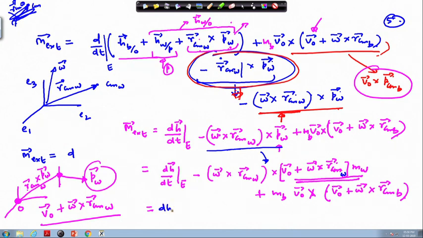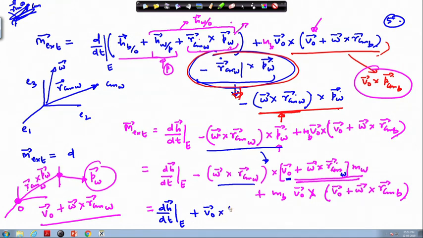So, if we combine, so dH/dt, and taking this part here, if we break this particular part, we can write this as: this particular term we are taking and multiplying with this. So, I will change the order.